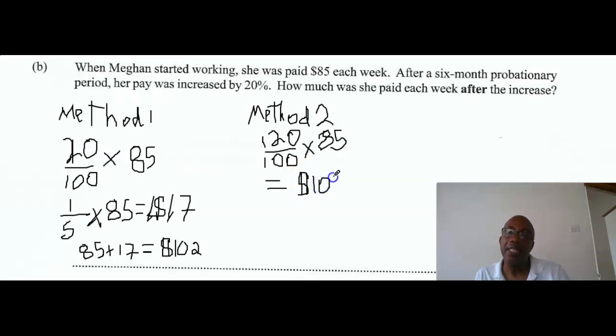If you are using your calculators, you can make it simple. 120 divided by 100, you simply bring the point back 2 places on the 120 to get 1.2, and you multiply 1.2 times 85 to get $102, which is the answer.